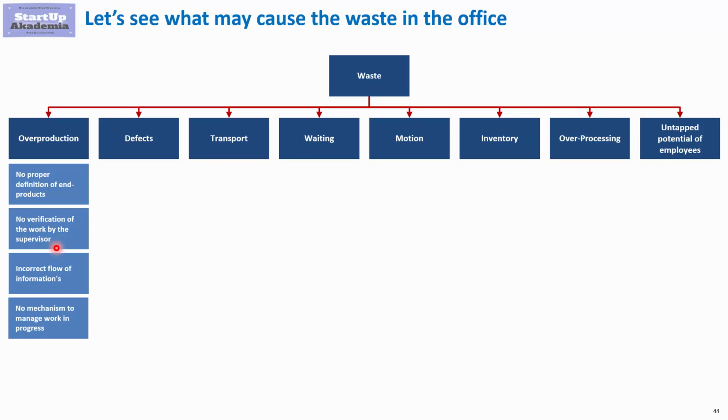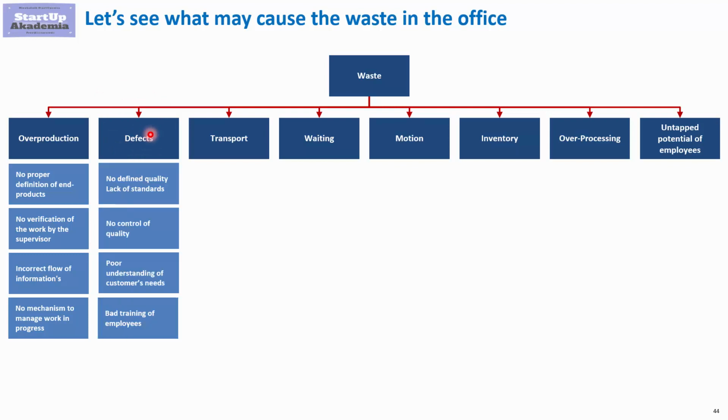Another thing that generates the waste related to overproduction is incorrect flow of information and lack of mechanisms to manage the work in progress. When it comes to defects, they are mainly caused by lack of definition of what quality means and lack of standards, and obviously no control of quality. In some cases, this may be caused by bad training of employees or using not proper tools. You can go even deeper into the main problem.